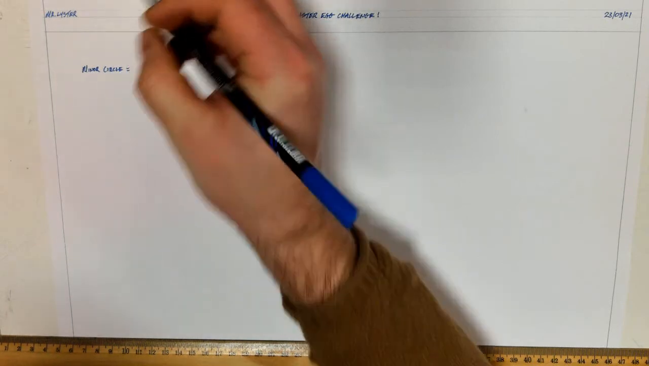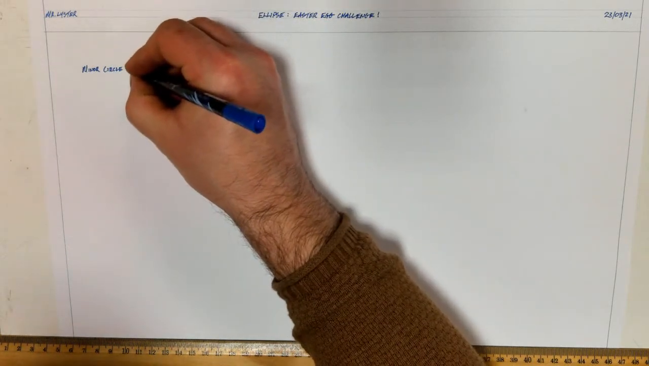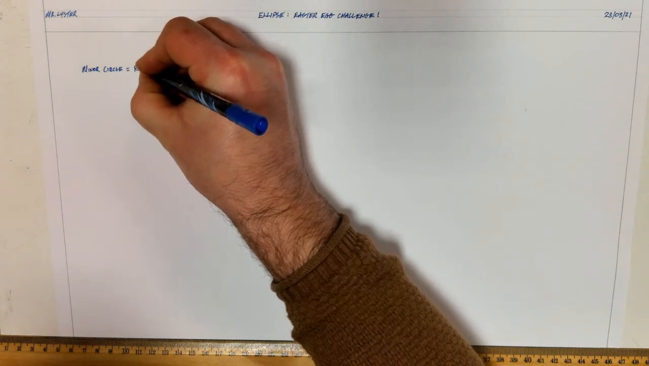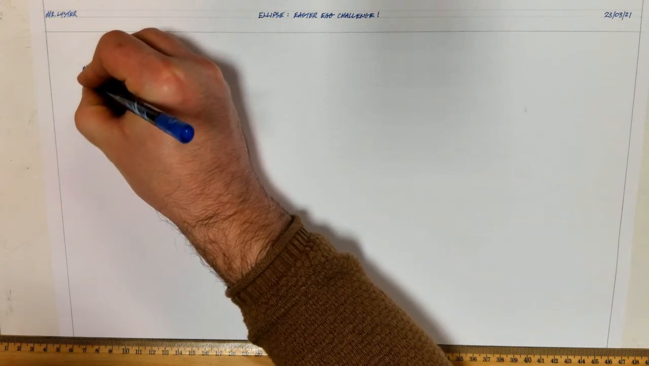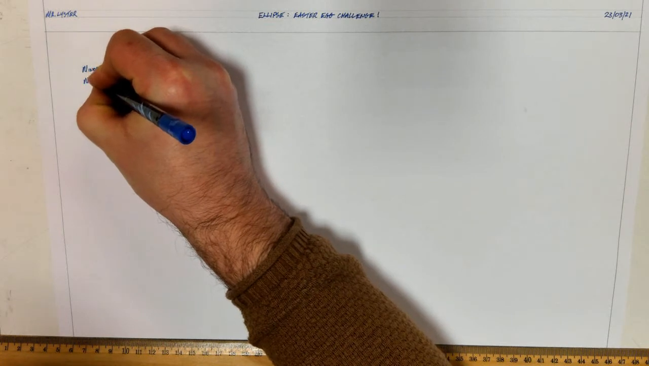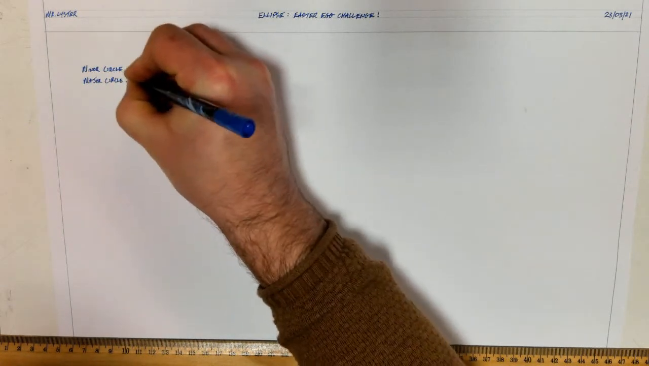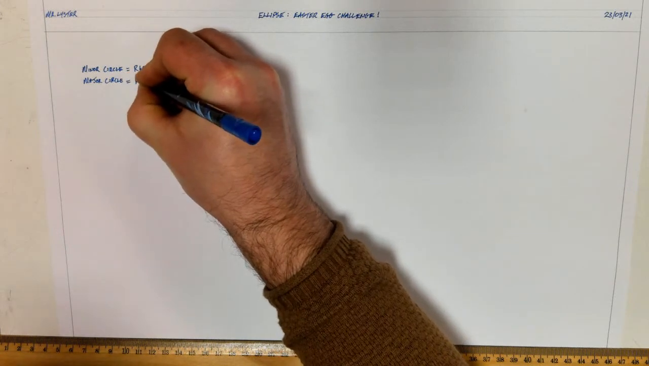So the minor circle equals radius 60, and the major circle equals radius 100. Okay, so what does that mean?